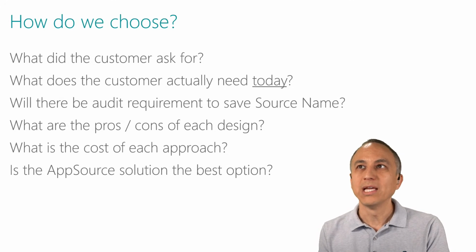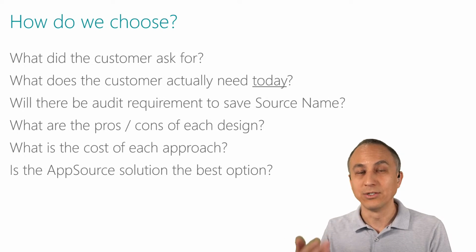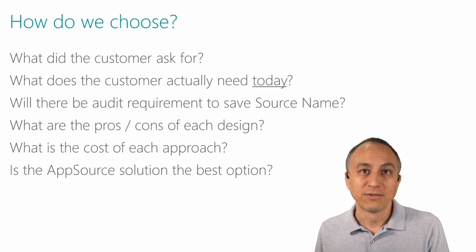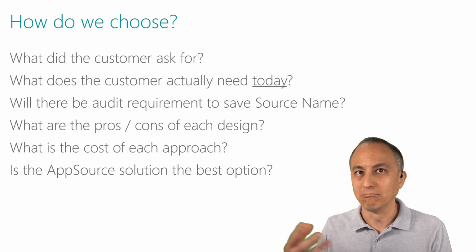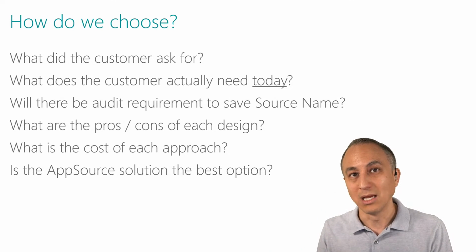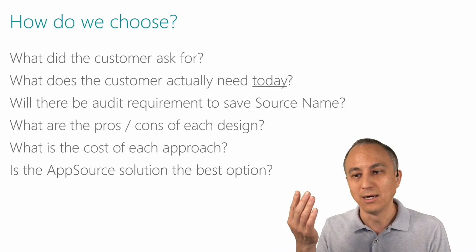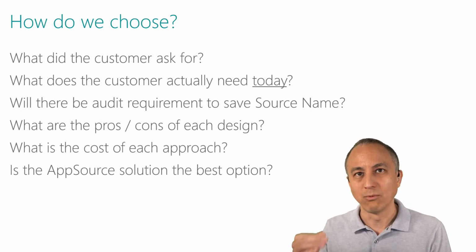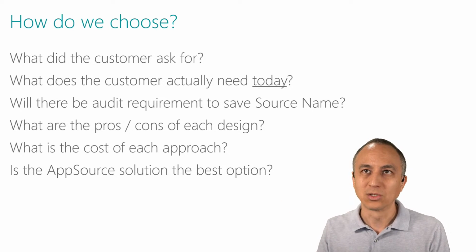And will there be an audit requirement to save the source name with the general ledger entry, right? Do they need to see the difference from January to December? What are the pros and cons of each design? As far as I could tell, the development effort is not huge between just displaying it and doing a table extension with a field where you store it. There's a little more work. You have to have some Code Unit 12 events and tap into those so that when there is a general ledger entry insert, your code fires and inserts the source name.